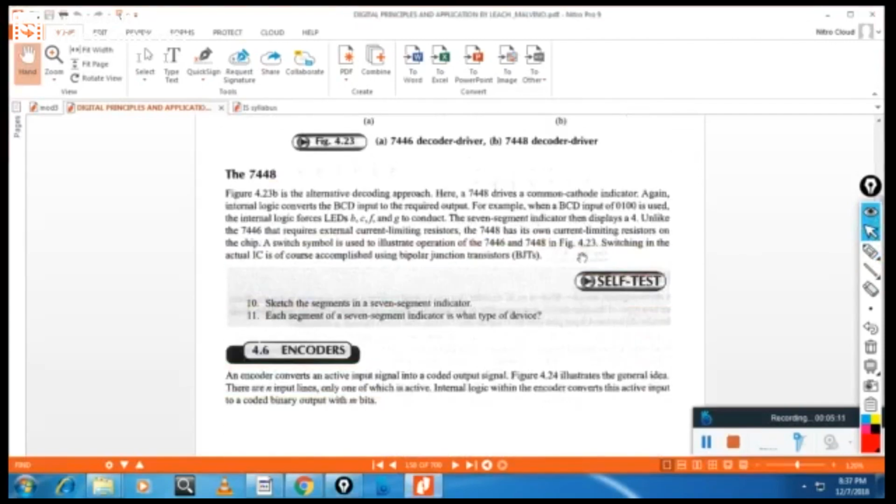So next one is the encoder. So what is an encoder? An encoder converts an active input signal to a coded output signal. Normally when we send data through a network, our data will be encoded from the original format to a different format, so that a hacker will not come to know the meaning of the data. Same meaning is here. An encoder is a converter which converts an active input signal to a coded output signal.